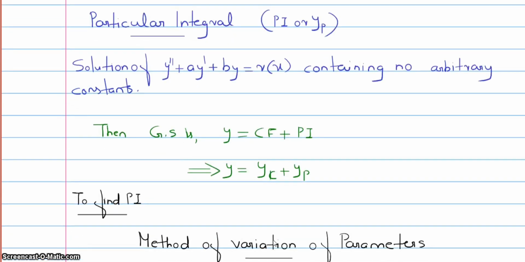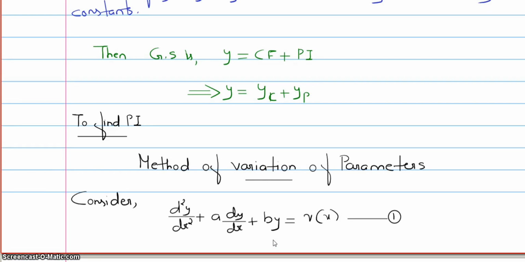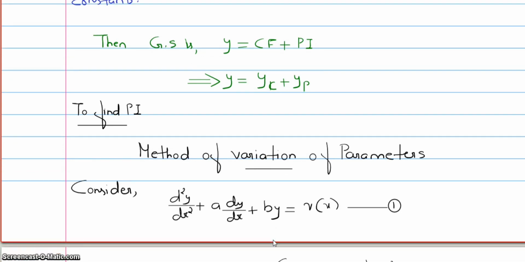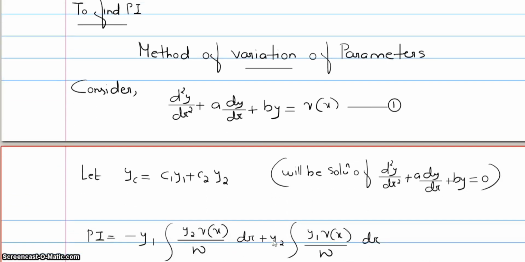Now there are two methods for finding the particular integral. The first method is the method of variation of parameters. Let's see how we can find the particular integral using this method. For this, I am considering the non-homogeneous equation y double dash plus a y dash plus b y equal to r of x, and let yc be found using the procedure of solving homogeneous differential equations, to find the complementary function.